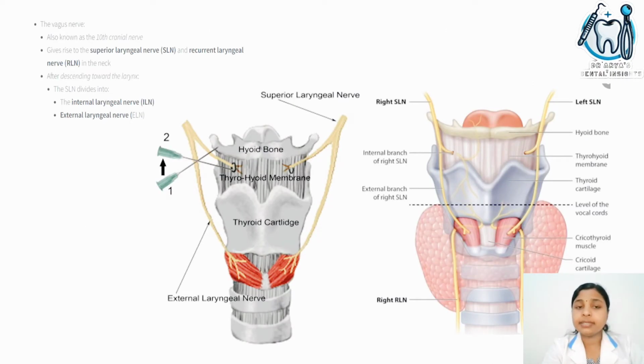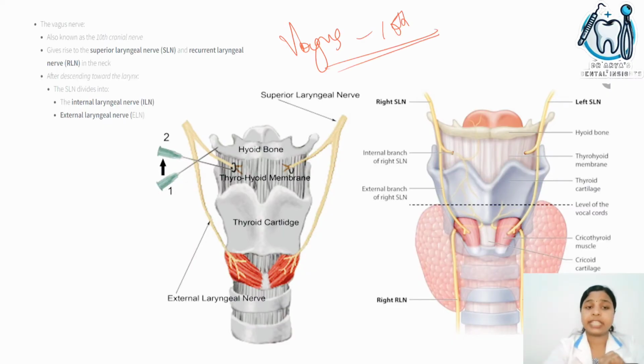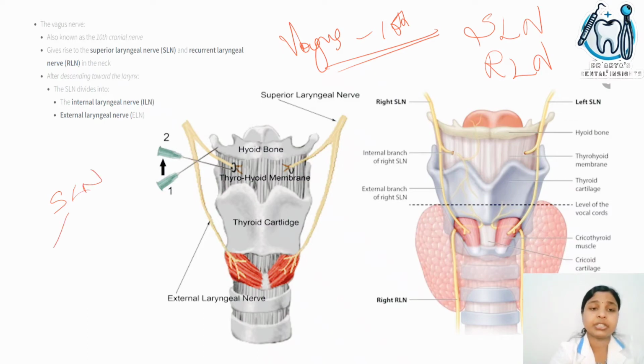Here, which nerve innervates this area? Yeah, it is the vagus nerve. Vagus nerve is the 10th cranial nerve. And what are the parts of the vagus nerve? It gives rise to the superior laryngeal nerve and the recurrent laryngeal nerve. What is the superior laryngeal nerve? The superior laryngeal nerve divides into the internal laryngeal nerve and the external laryngeal nerve. So these are the branches of the superior laryngeal nerve.